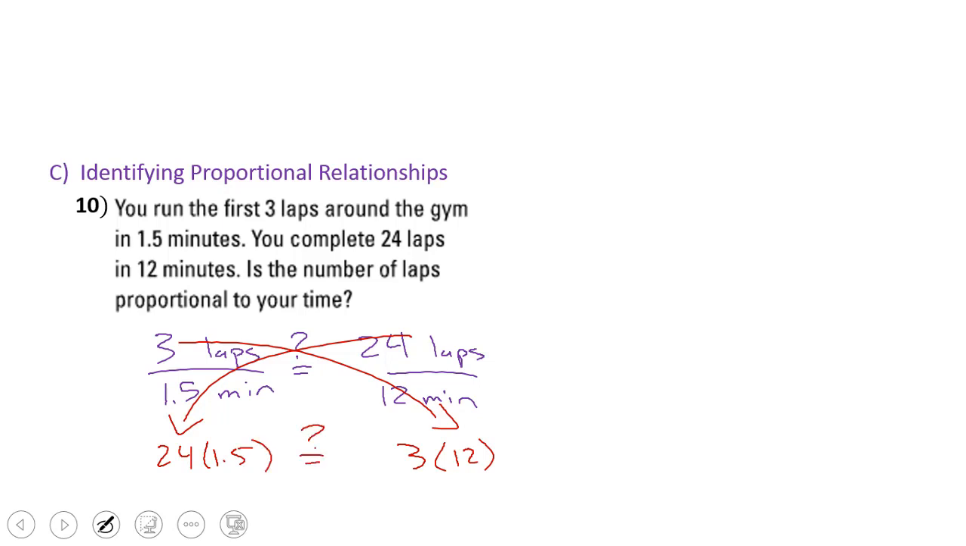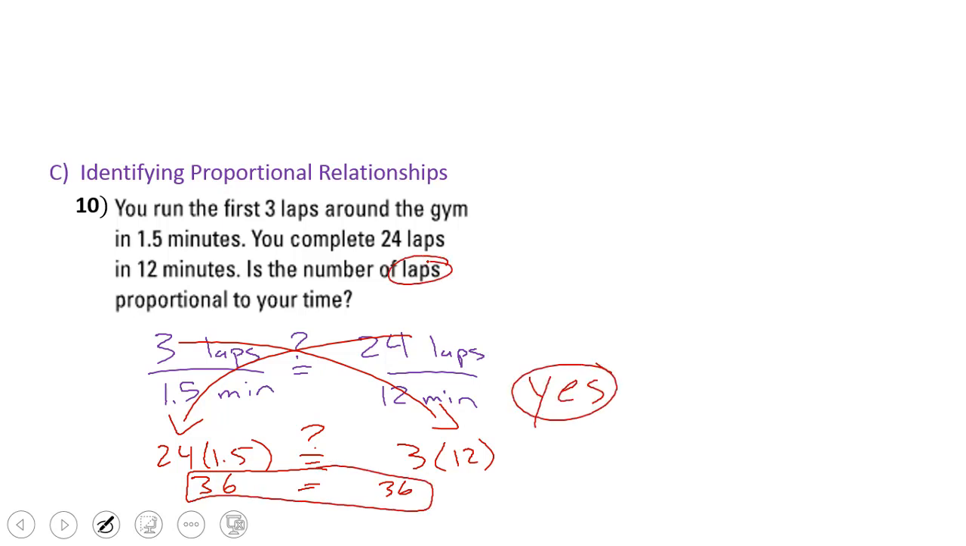And 24 times 1.5, well, what does that give you? In fact, it gives you 36. And 3 times 12 is also 36. So yes, these in fact are equal. The answer is yes. The number of laps is proportional to your time. Yes, because those cross products are equal.